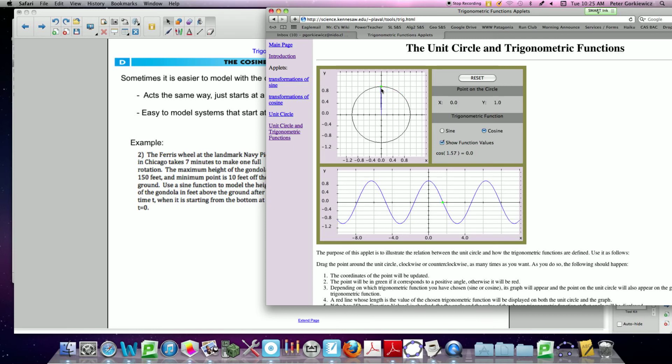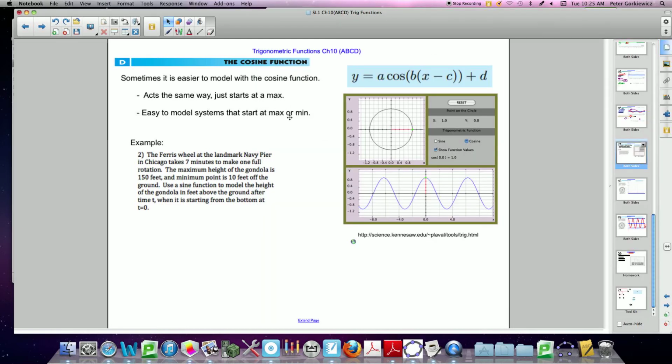It's just straight up. So now it's at 0. And then it goes backwards to -1. And then it goes down. And as you go back here, it comes back to 0. So it goes up to 1, 0, -1, 0. So it's the same sort of thing. It's just skewed over one side. And so sometimes it's easier to use this when your system is starting at a maximum or starting at a minimum. Let me give you an example.